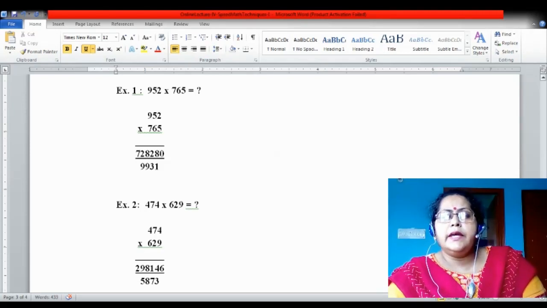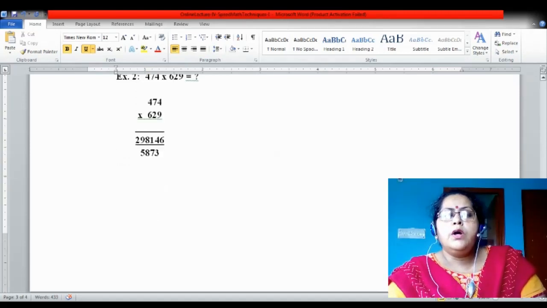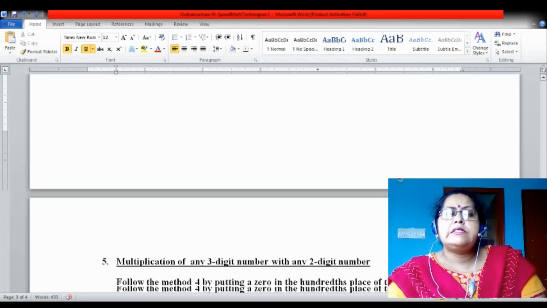Okay, now the next thing, we have seen the methods for multiplying 2-digit number with 2 digits, then 3-digit with 3-digit. Now what happens if you have a 3-digit number and a 2-digit number? Can we apply the method? Yes, we can apply the same method. So we come to the next case, multiplication of any 3-digit number with a 2-digit number. The same method is applied. Only thing is that the 2-digit number, you make it 3-digit by putting a 0 in its hundreds place.